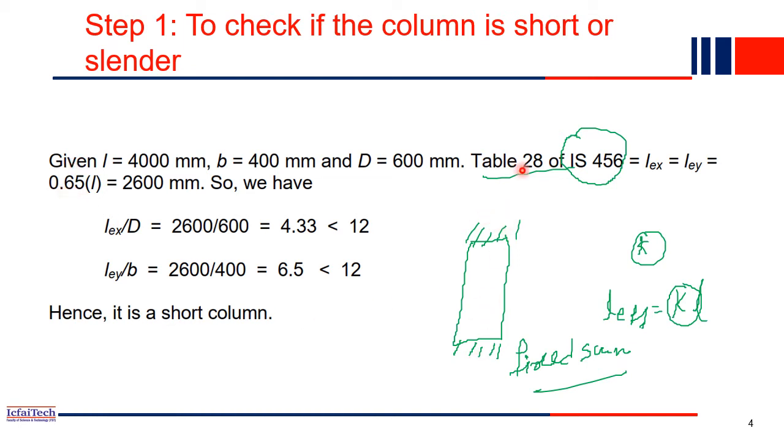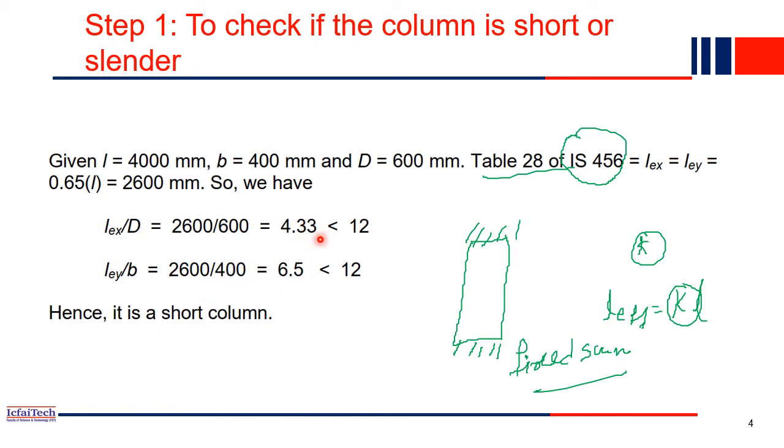If you visit Table 28, for the fixed end support, if both ends are fixed, then the K value is 0.65. So 0.65 into L, where L is 4000, gives 2600. So the effective length L effective is 2600. Now L effective by D, the slenderness ratio, we are computing. Length divided by the least lateral dimension, L effective by D, gives 4.33, whereas L effective about the B axis, divided by 400, gives 6.5.